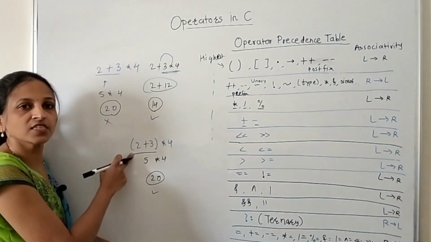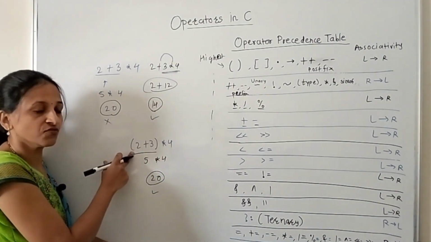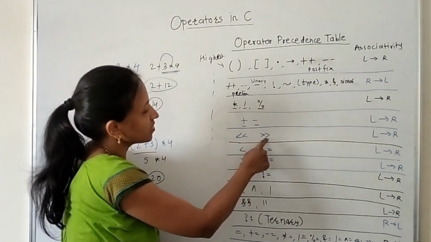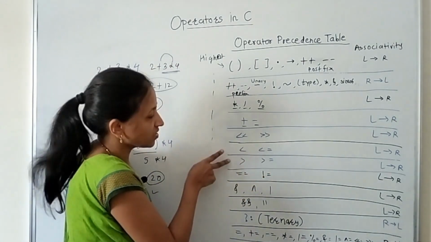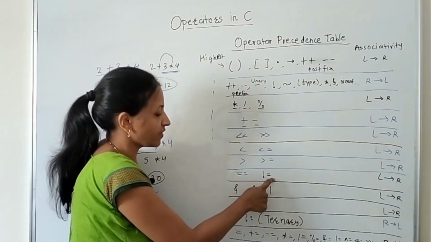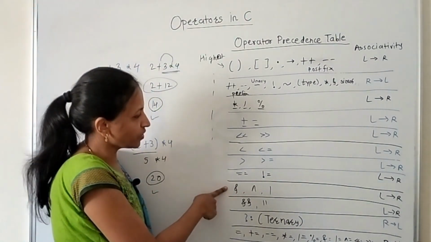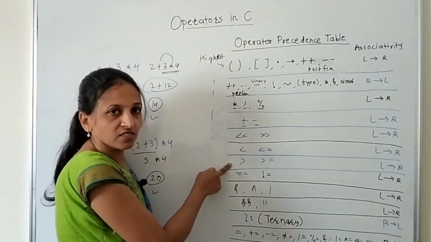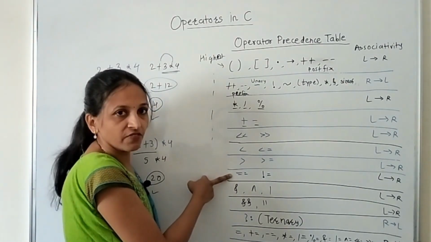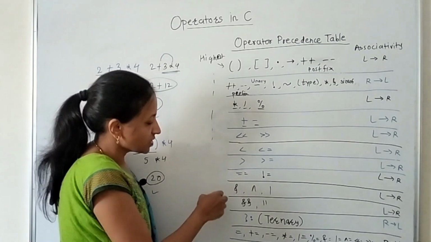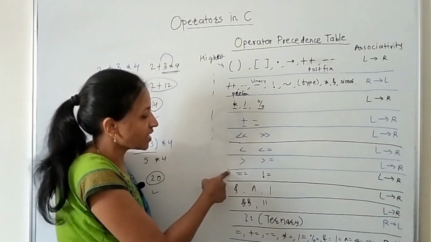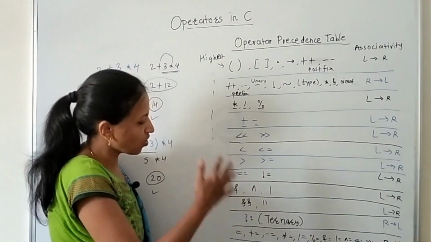If the expression is written in this way, then 20 is the correct answer. Next, these are the left shift and right shift operators, then the relational operators, then the equal to and not equal to operators, then the bitwise operators. Relational operators have higher precedence than the equality comparison operators, equal to and not equal to. Then bitwise operators have lower precedence than these comparison operators. In this way all the operators are here.